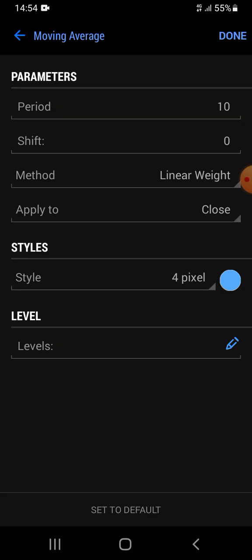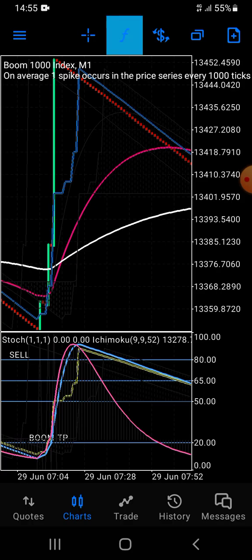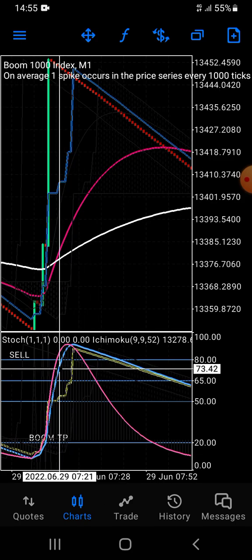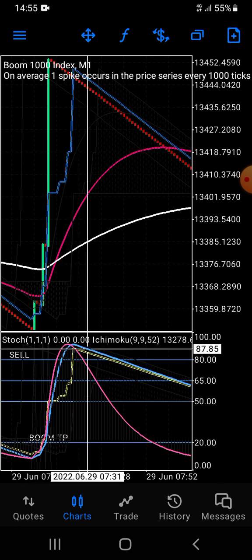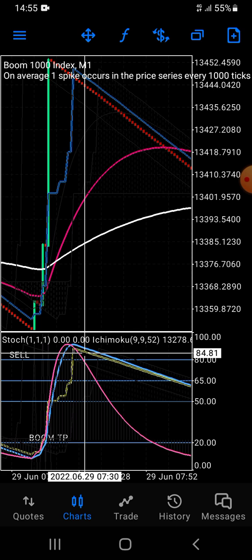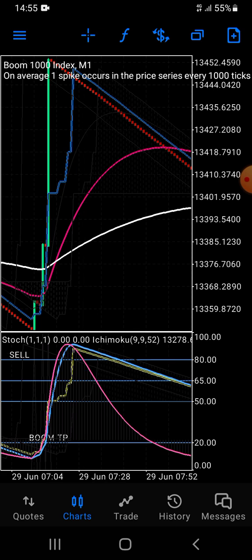You add your moving average, period of 10, shift 0. Method is linear weighted. This time around it's not exponential, it's linear weighted. Apply to close, 4 pixel. I chose this aqua blue. You click done, and that's this blue line that you see here. This blue line here is crossing with the MACD, the purple MACD. Oh, sorry, the pink MACD.